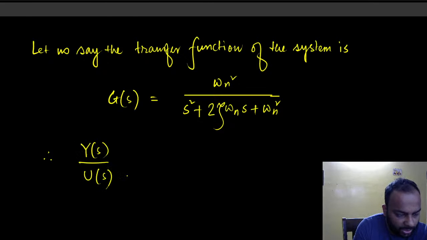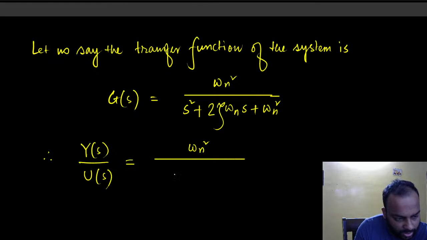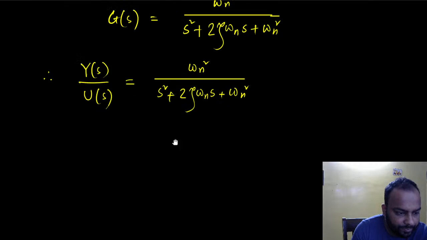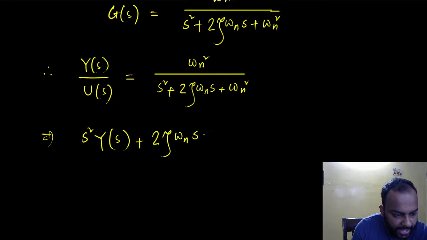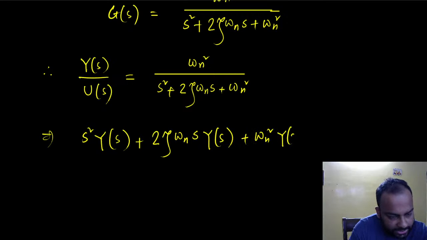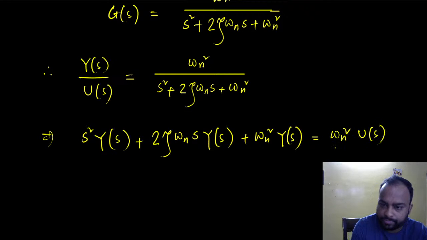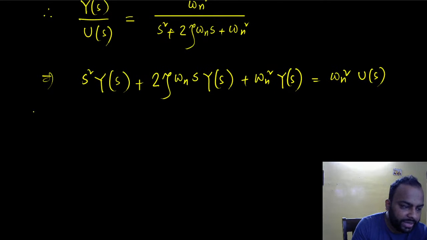Now we are writing the input to be U(s) for our sake. That's going to be omega n square divided by, so it's a second order system, right? So this is going to be s square Y(s) plus 2 zeta omega n s Y(s) plus omega n square Y(s), and that equals omega n square U(s). All right. So now taking inverse Laplace transforms.